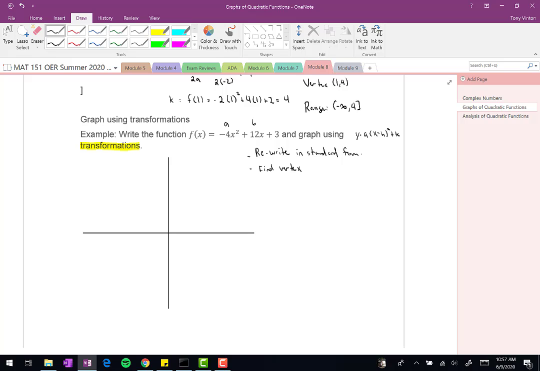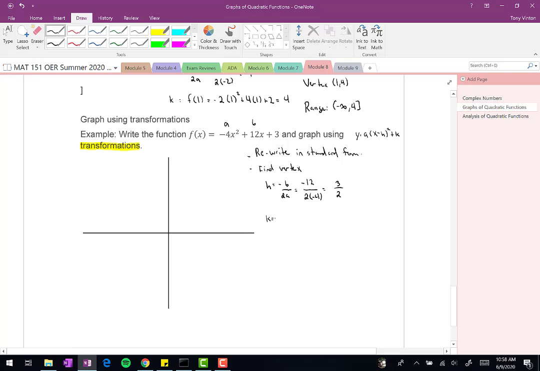So you'll see what I mean once we do that. Okay, so let's find the vertex. So h is equal to negative b over 2a. And this is going to be negative 12 over 2 times a, which is negative 4. So this is going to equal negative 12 over negative 8, or if I divide by 4, that's going to be 3 over 2. So not nice, but that's okay.